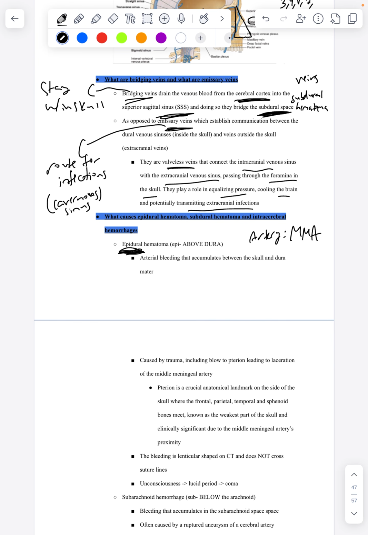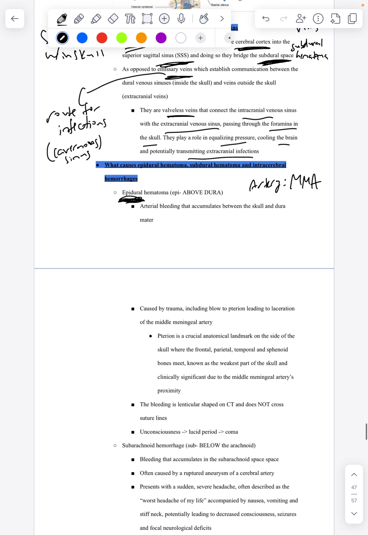Epidural hematoma, we said, has to do with an artery, caused by trauma. If you get a blow to the pterion, which is the lateral part of your skull, you can get laceration to the middle meningeal artery. So epidural is above dura, below skull, so between the skull and dura. Subdural, the one here, was below dura, so above your arachnoid, because it goes dura, arachnoid, pia.